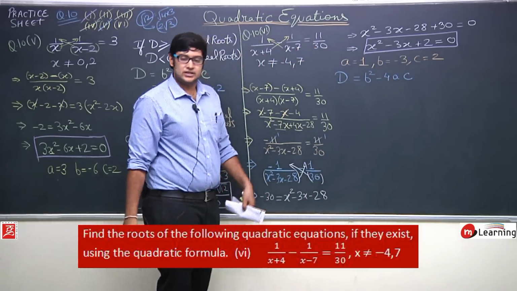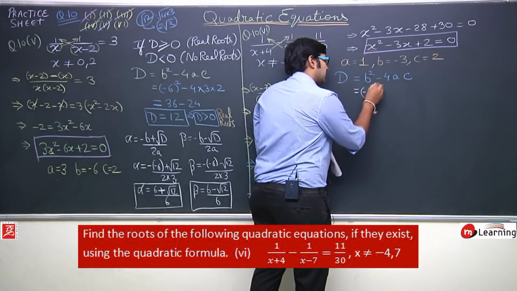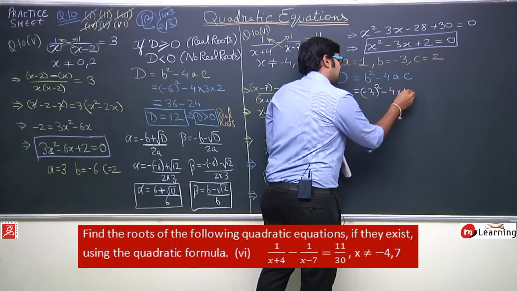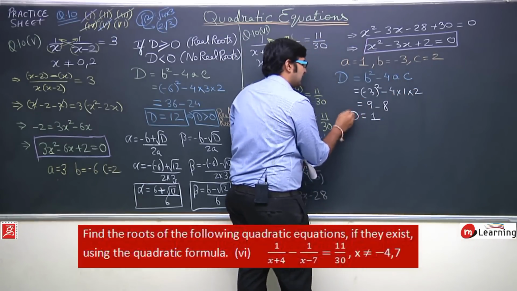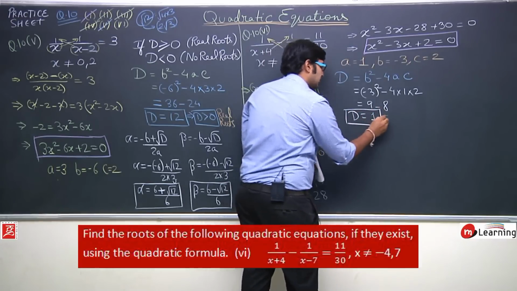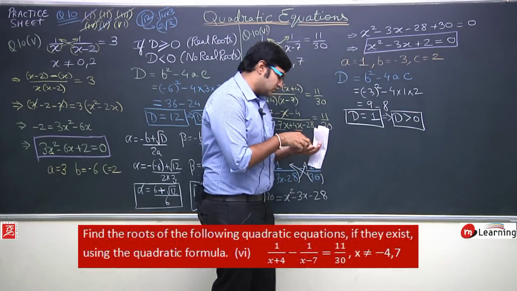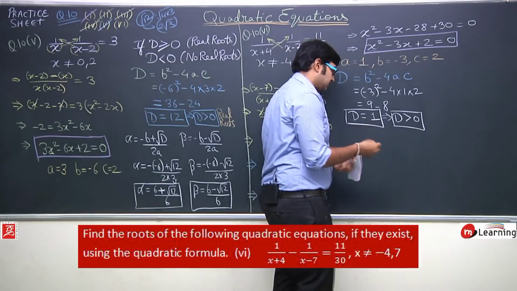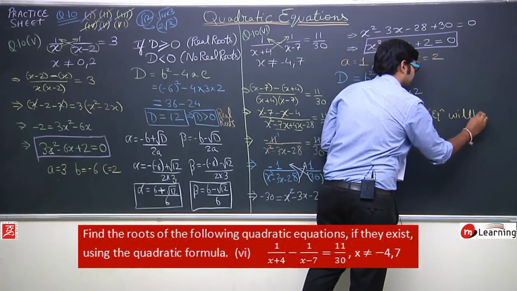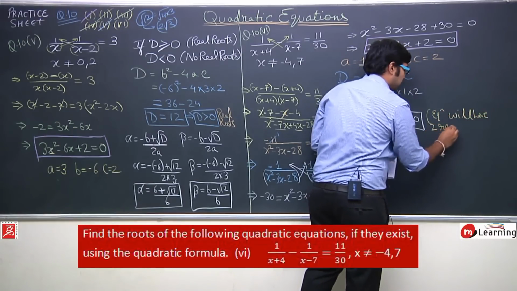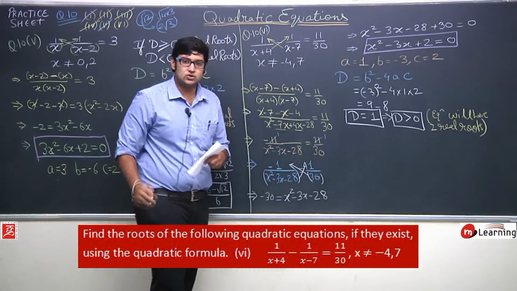So d is equals to b square minus 4ac. Okay, so in place of b I can write minus 3 whole square minus 4 into 1 into 2. This will be 9 minus 8 and it is 1. So the value of discriminant is 1. It means discriminant is greater than 0. Now if discriminant is greater than 0, what does this imply? It means equation will have two real roots. Equation will have two real roots. Okay, दो real roots हैं.